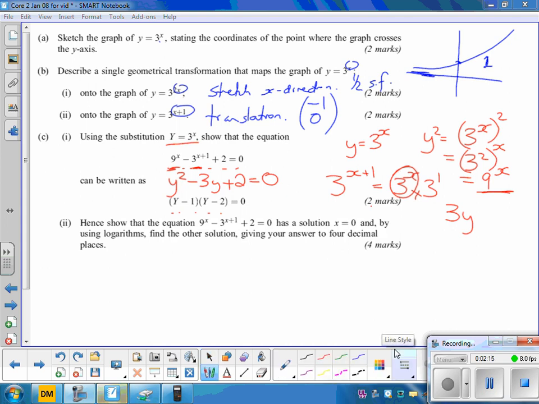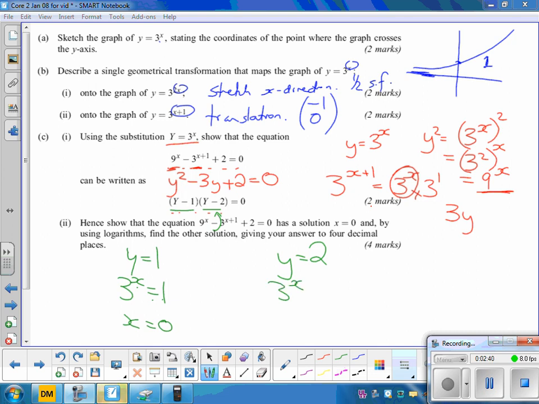You could actually do this anyway. It says hence show that this. So we've now shown that this is the same as that. So if y minus 1 and y minus 2 equals 0, we've got 2 answers. y equals 1 or y equals 2. But what was y? y was 3 to the power of x. If 3 to the power of x equals 1, then x must be 0. Anything to the power of 0 is always 1.